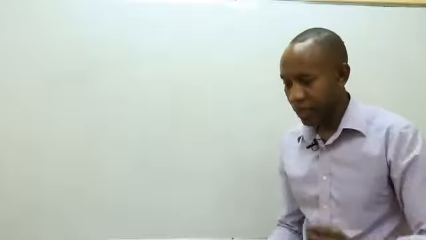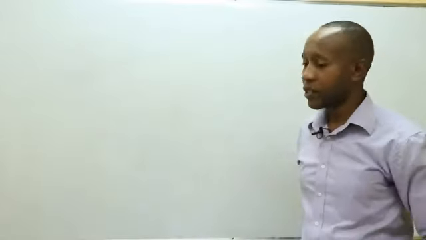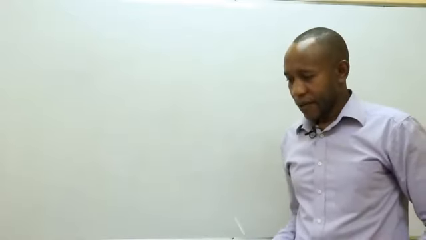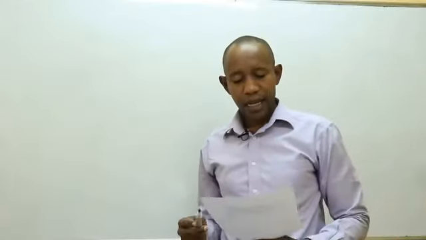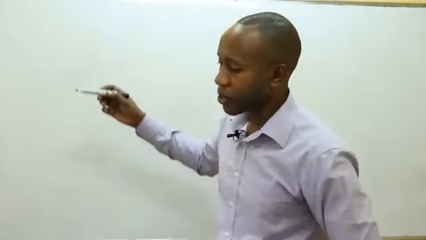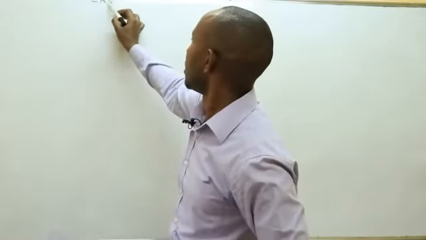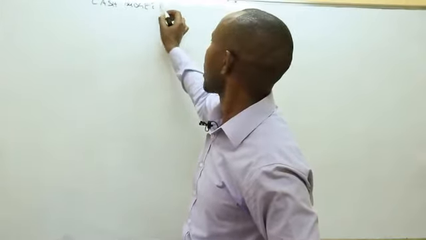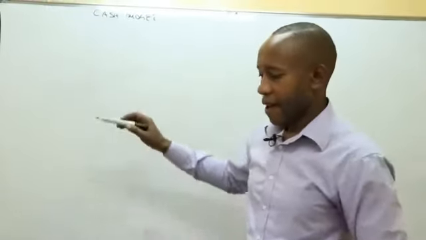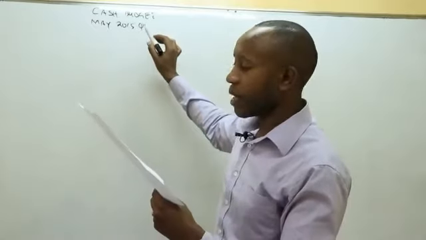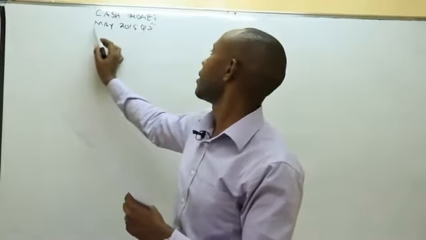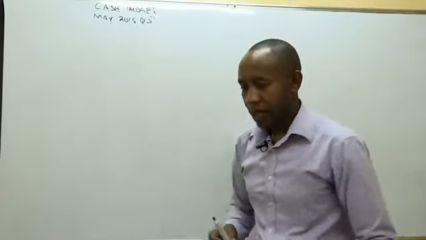And I think one of you requested if I could review the assignment that I'd given in the last class. So if you have your question paper, maybe you can get it before we go to our discussion for today. That was a question on cash budgets. That was May 2015, question number five, that is on cash budget.